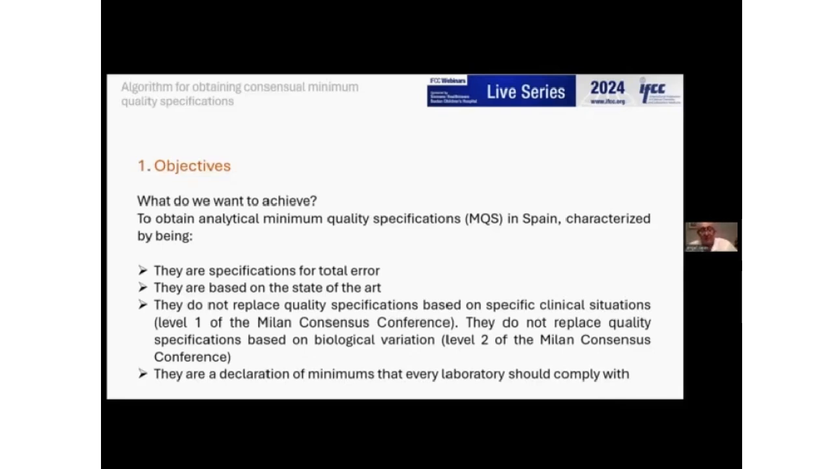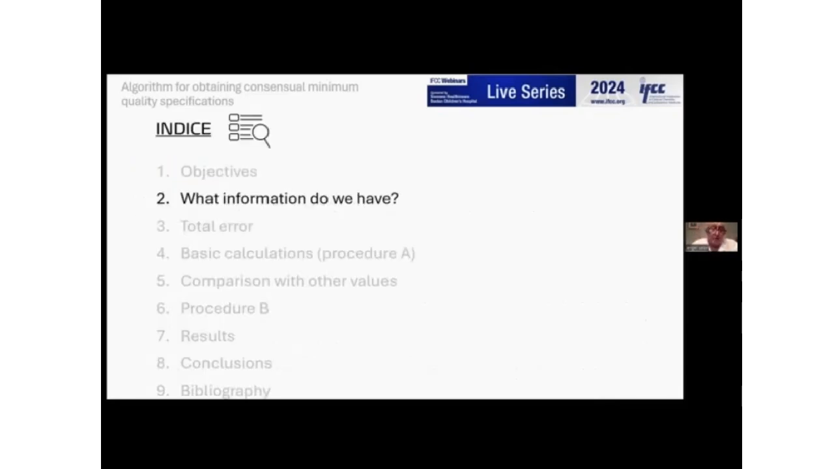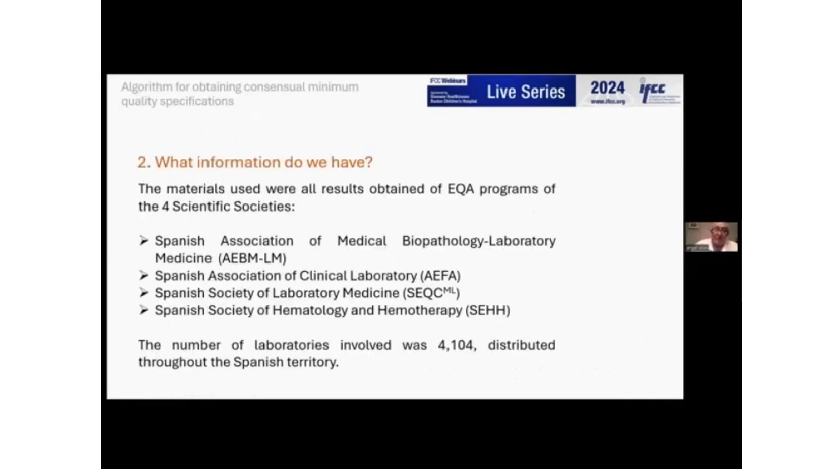That is, we do not intend to replace Level 1 and Level 2 of the Milan Consensus Conference, but this is within what is Level 3 of the state of the art, and they are minimum declarations that each laboratory must comply with. The next step is what information we have.